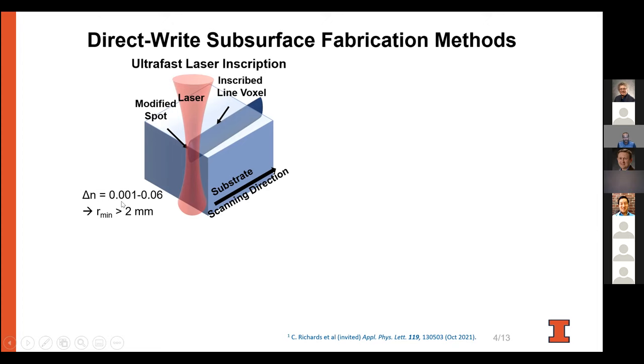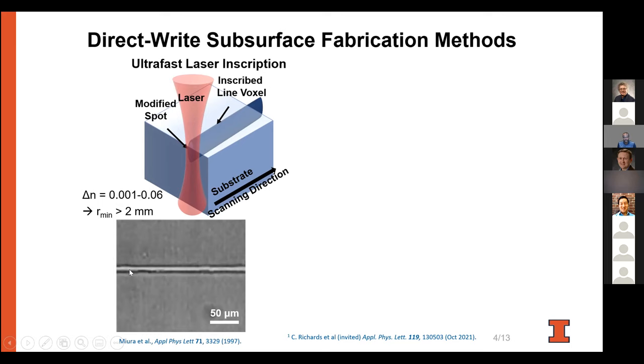The other big challenge is that with such small refractive index contrasts, you can't make very tight waveguide bends to route the light in a three-dimensional way in a compact chip, because the loss will be very high when the index contrast is low. Nevertheless, people have been able to demonstrate waveguides written with this ultrafast laser inscription method.